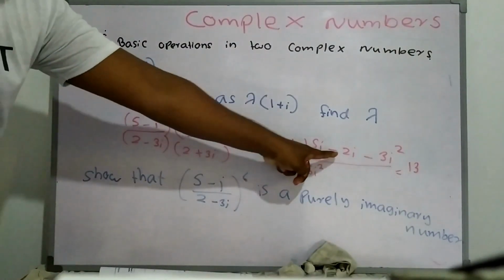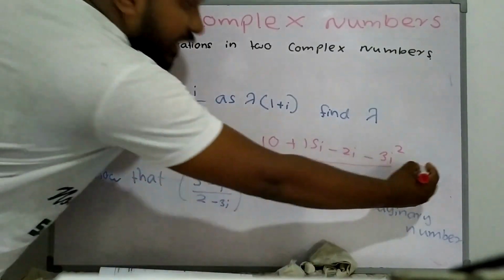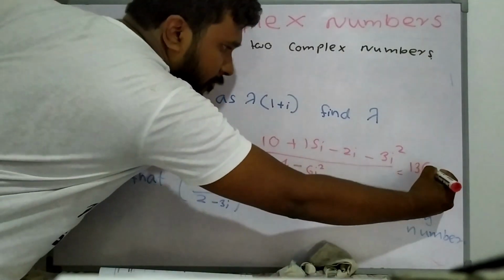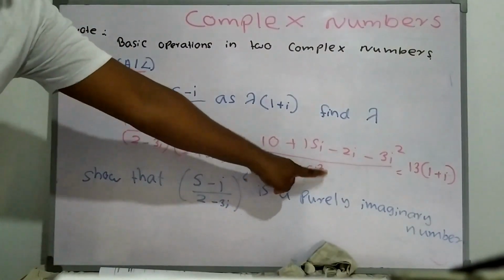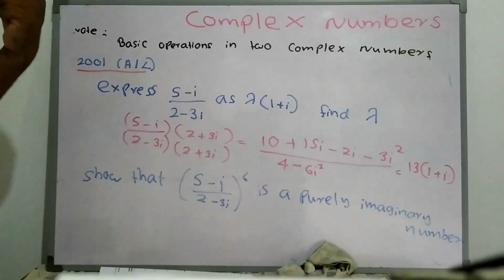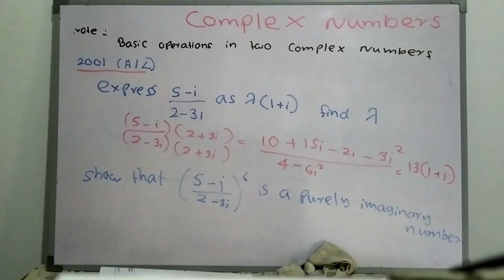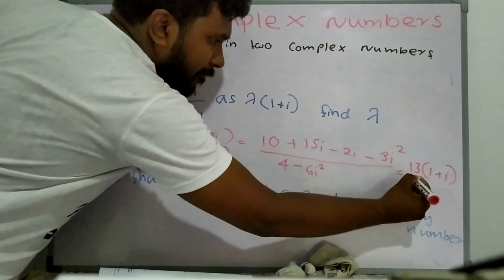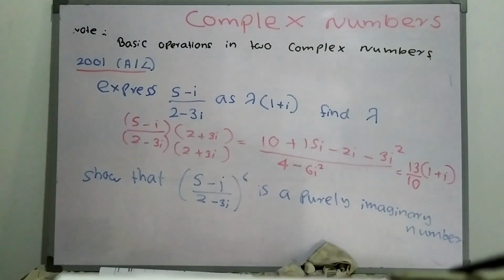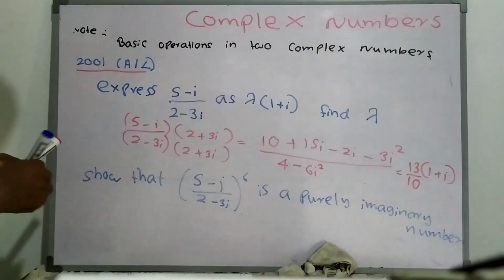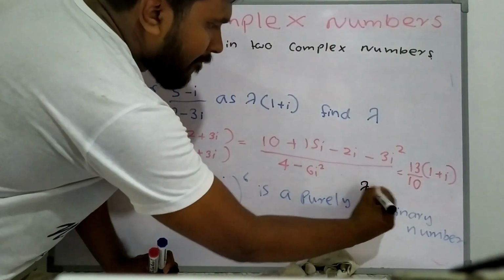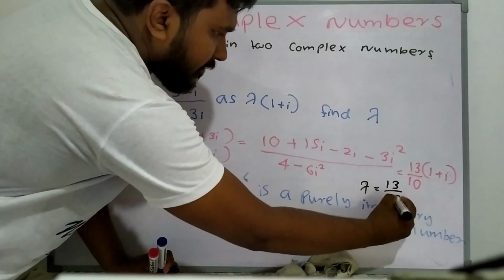So here 3i square means plus 3, it's 13. And here it's 39. Actually 13 can be taken out, 1 plus i. The denominator: i square means minus 1, minus into minus is plus 1. Plus 6 plus 4, it's plus 10. Okay, now you can see lambda is 13 over 10.